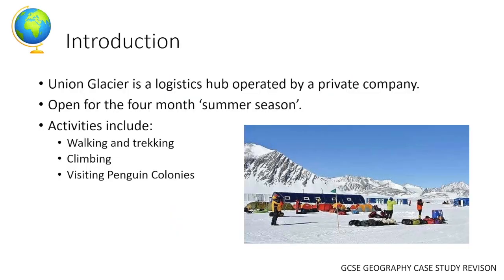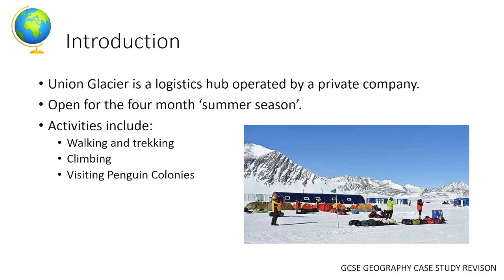So what is Union Glacier? Union Glacier is a logistics hub, or kind of a base, operated by a private company. So it's not a charity, it's run by a private company to help tourists that want to visit the Antarctic, giving them somewhere to stay, but also helping other scientific expeditions to use it as a staging post. So if you're doing a trip across Antarctic, you can fly to Union Glacier, you can get your supplies at Union Glacier, you can land there, you can stay there for a couple of days before you move on elsewhere.